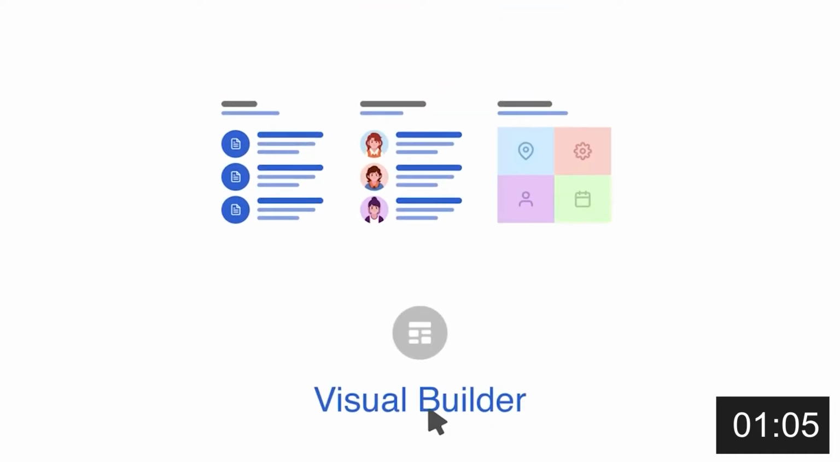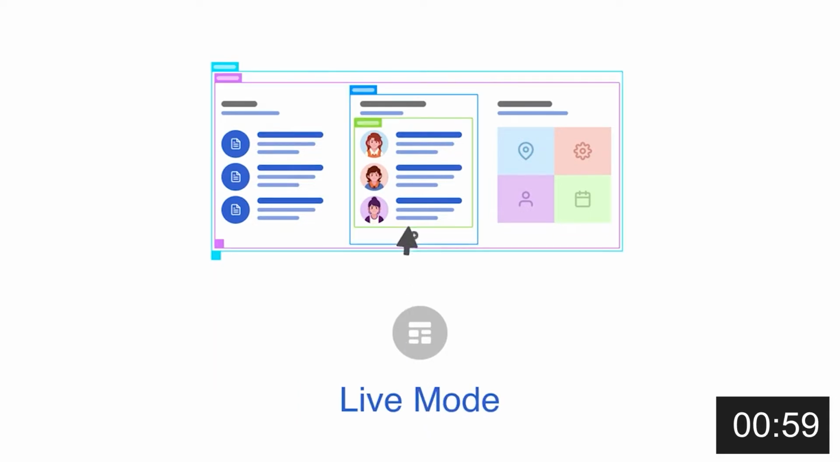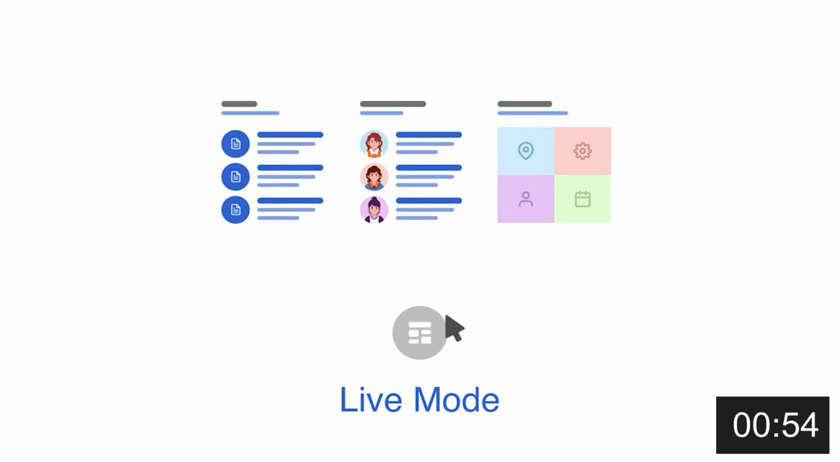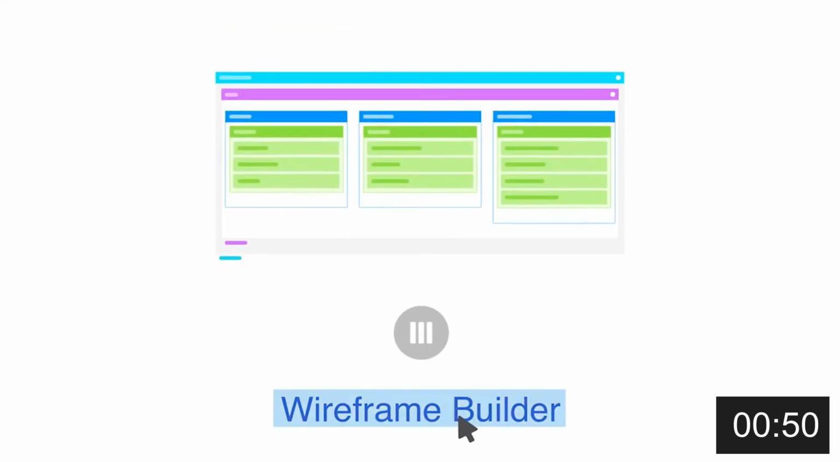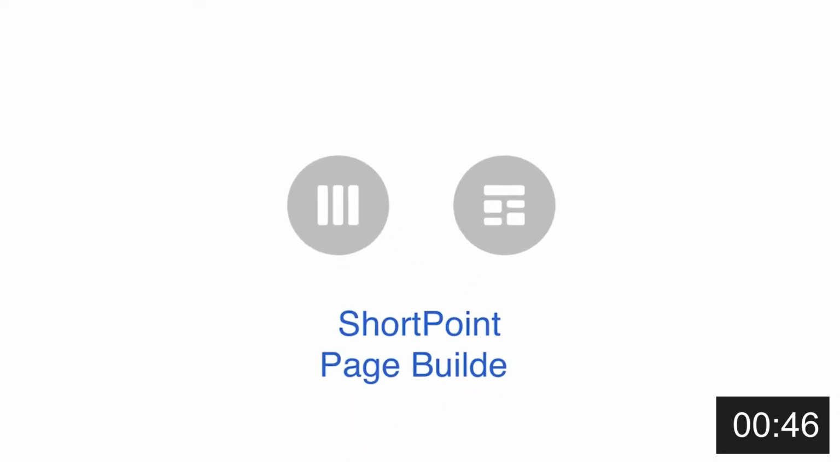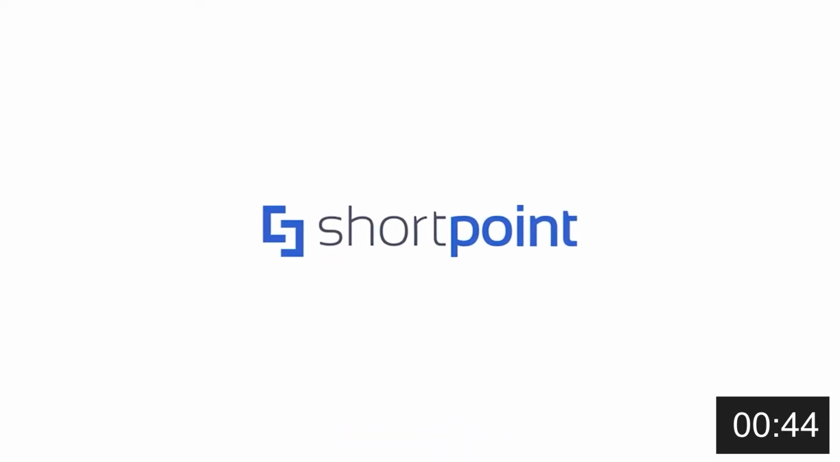From now on, Visual Builder is called Live Mode. Live Mode allows users the ability to design and see exactly how the environment is live. It's more than a visual builder. It's live mode. Wireframe Builder is now called Grid Mode. And these two modes are covered by ShortPoint Page Builder. Go and try beta now.